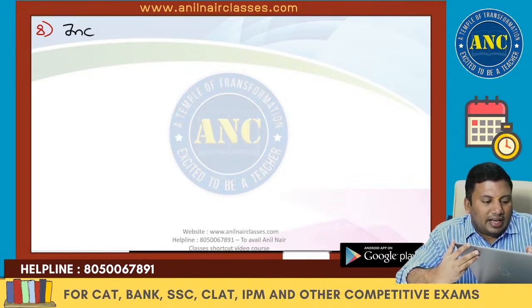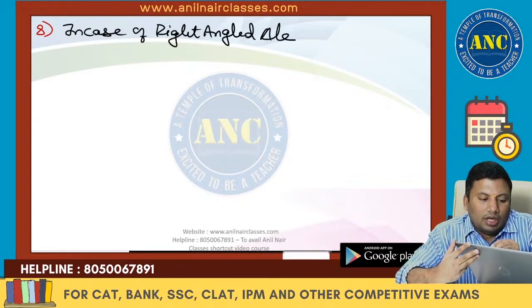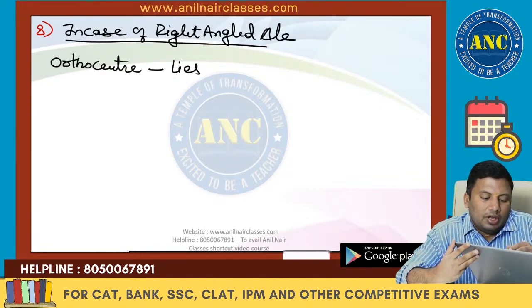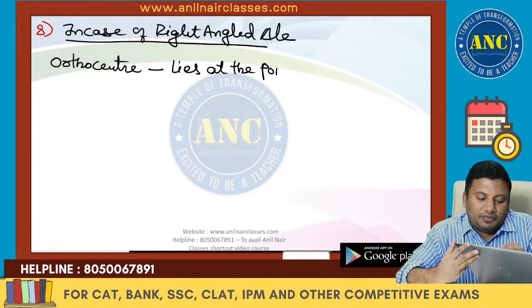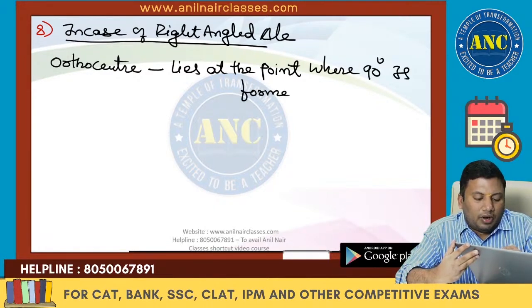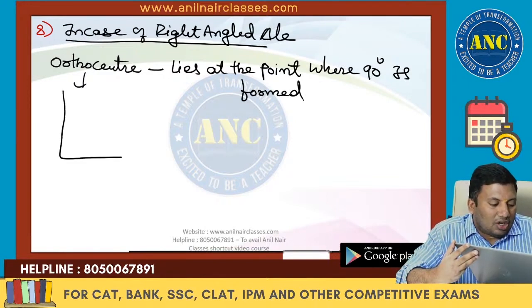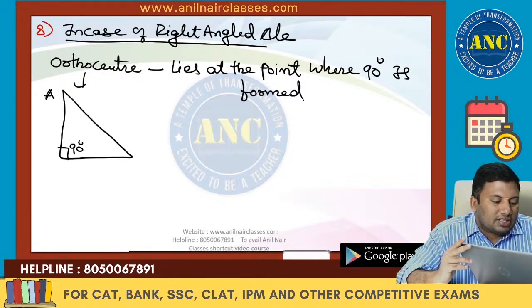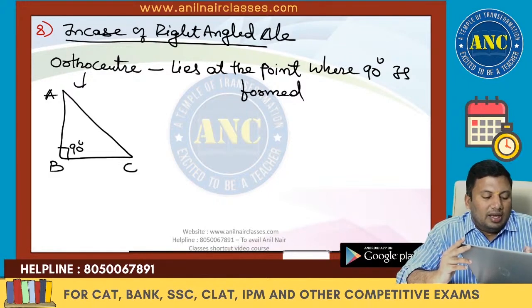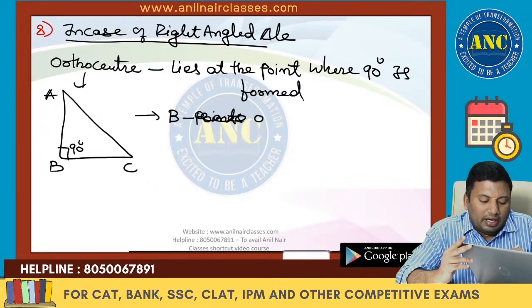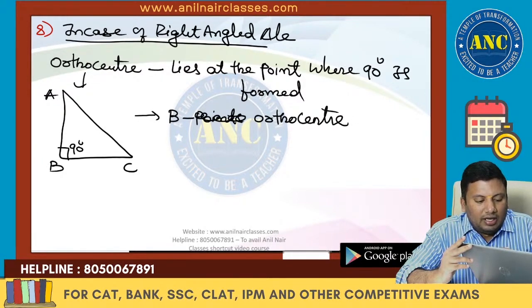In the case of a right angled triangle, the orthocenter lies at the point where 90 degrees is formed. What is orthocenter? Orthocenter is the point of intersection of altitudes. Altitude is nothing but the line which makes an angle of 90 degrees. So in this triangle ABC, the orthocenter lies at the point B. This is the first point.